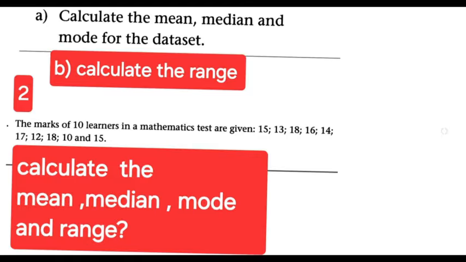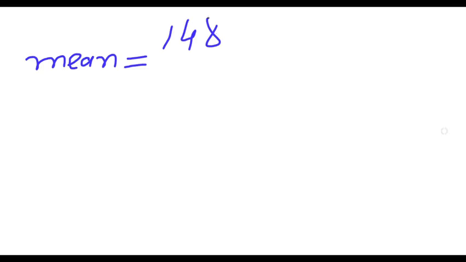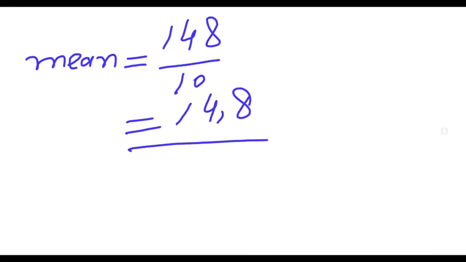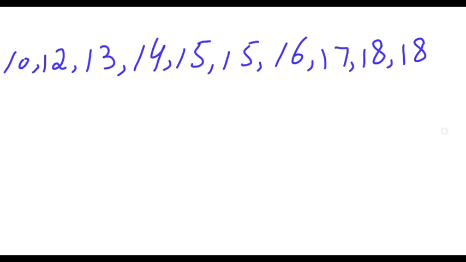So first of all, we need to calculate the mean. The mean is the sum of all values divided by the number of values. We've got 10 values. So we're going to add all of these values, 10 plus 12 plus 13 plus 14, and so on. We're going to use the calculator. The answer is 148 divided by 10. So the answer is 14,8. This is my mean. Now order the data small to big, ascending order, 10, 12, 13, 14, and so on.